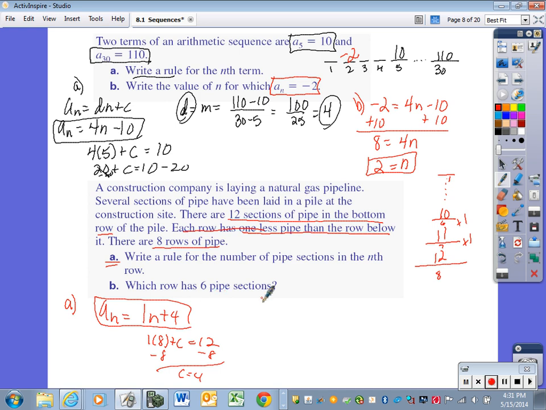Which row has 6 pipe sections? 6 pipe sections, is that the term or the position? The term. So 6 equals n plus 4. Subtract 4. n equals 2. Row 2 has 6 sections of pipe.